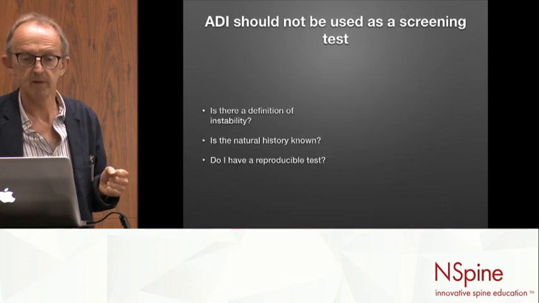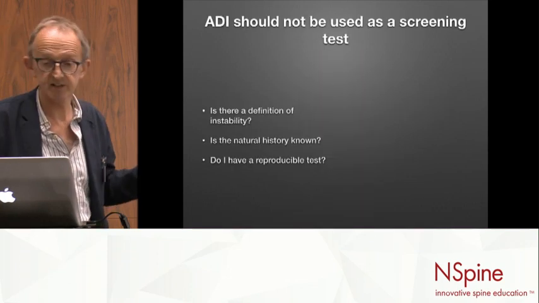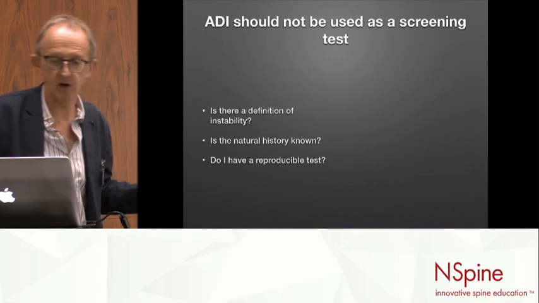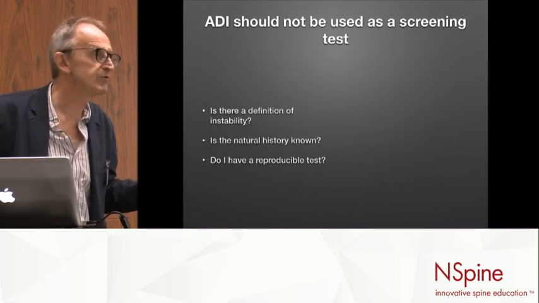But I'm going to tell you why it's not such a great measure to use in Down's children. And that's partly, do we have a definition of it? Do we know what the natural history of it is? Is it actually even reproducible?